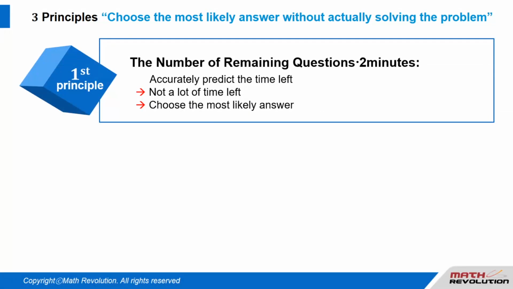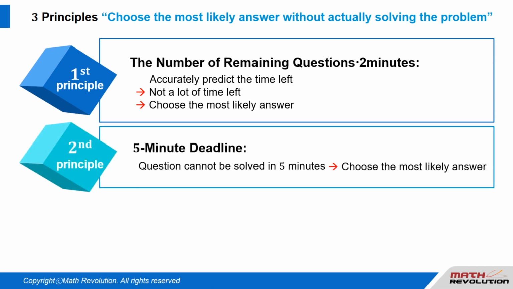First principle. The number of remaining questions times 2 minutes. To accurately predict the time left, make sure you have sufficient time to complete the remaining questions. If there is not a lot of time left, consider using the option of choosing the most likely answer, rather than trying to solve the entire problem.